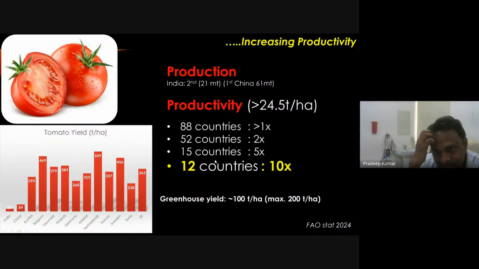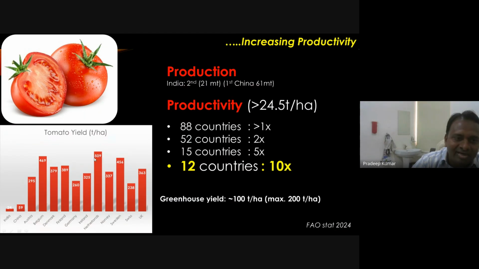How protected cultivation is going to be a boom in the future. If you take the example of tomato, the productivity of tomato in India is around 25 tons per hectare, whereas there are 12 countries which have more than 10 times higher productivity than ours. It's a national productivity. It is in the Netherlands.